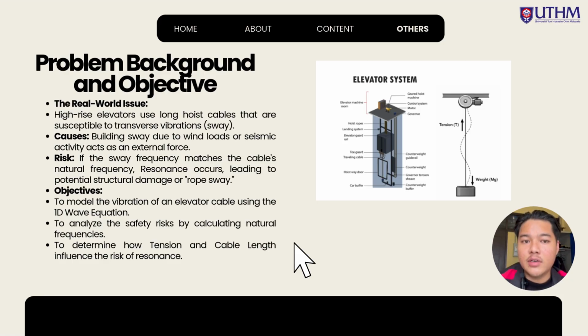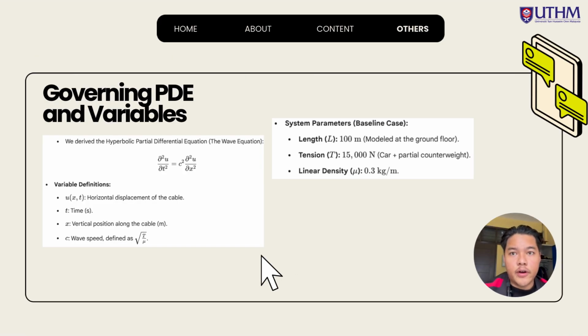Therefore, our objectives are: first, to model the system using the 1D wave equation; two, to calculate the natural frequency to assess resonance risk; and three, which is the last, to analyze how changing tension and length can improve safety. Thank you. So, for the governing PDE and variables, we will talk about the engineering problem description first.